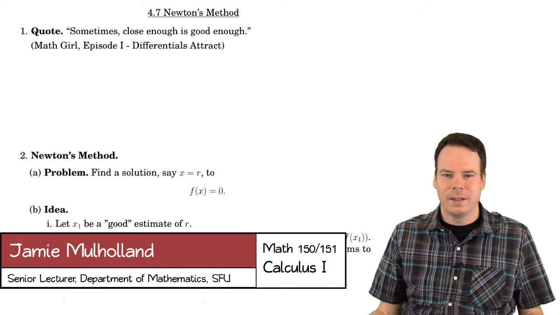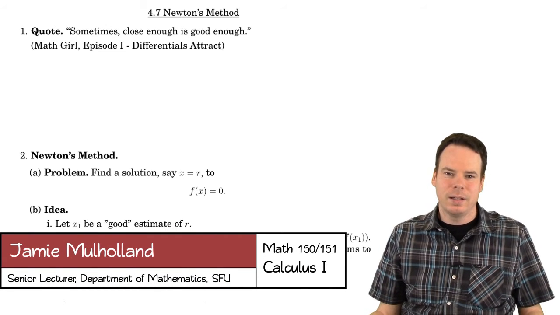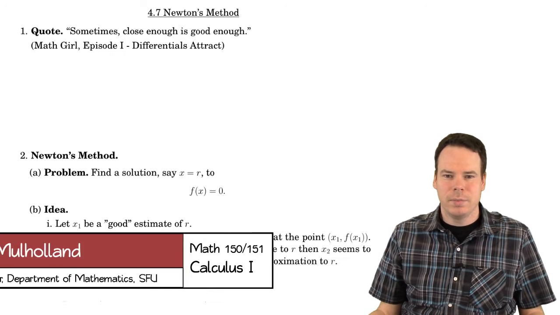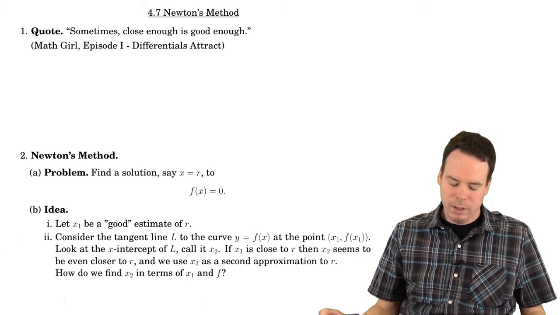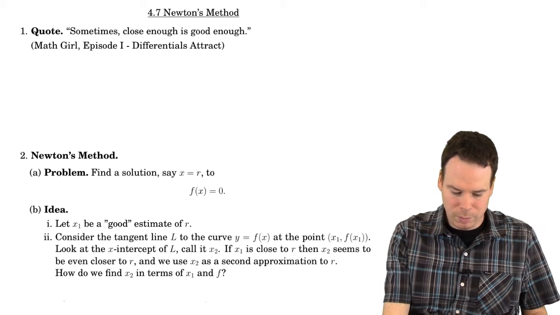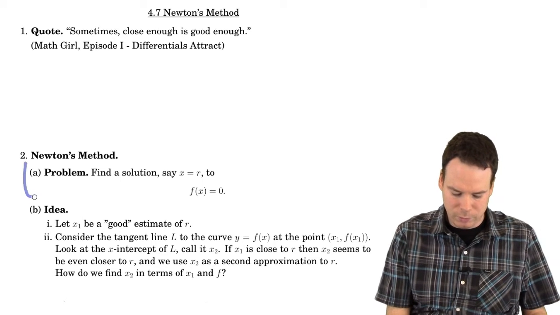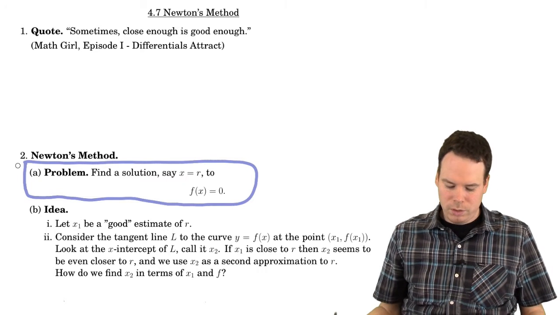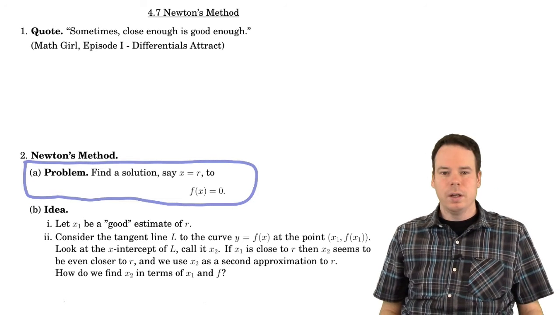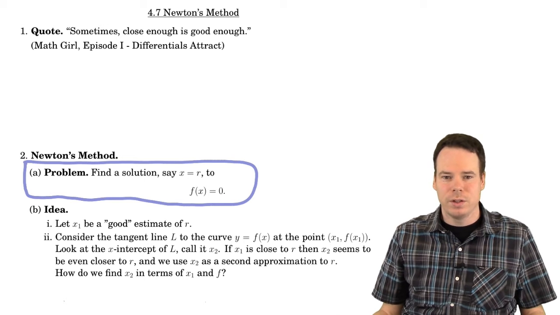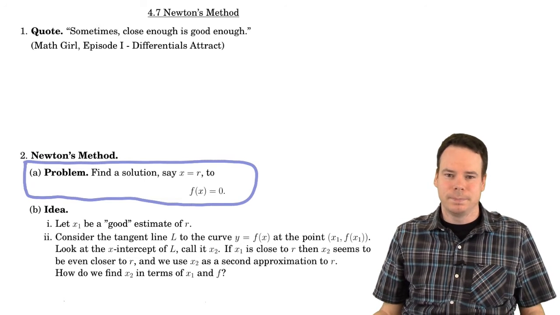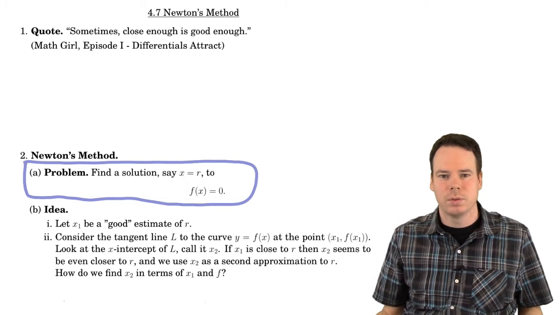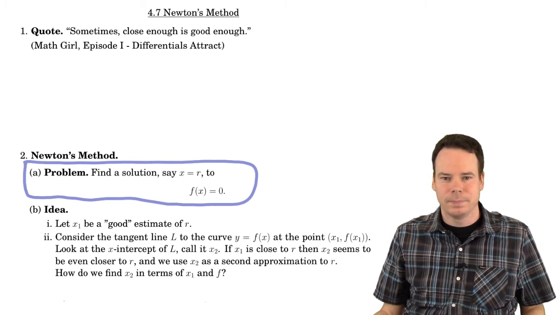Hi everyone, welcome back. In this lecture we're going to look at a technique known as Newton's method for approximating solutions to equations. So what's our big problem here? Well, our big motivating problem for this section is we want to find a solution to an equation of the form f of x equals 0. So we've got a function, we want to find its roots. Where does it cross the x-axis?